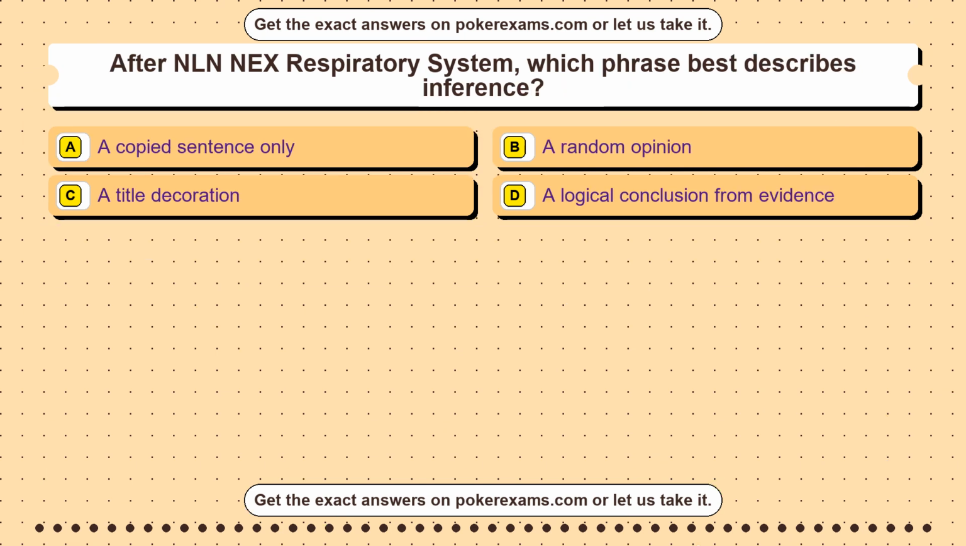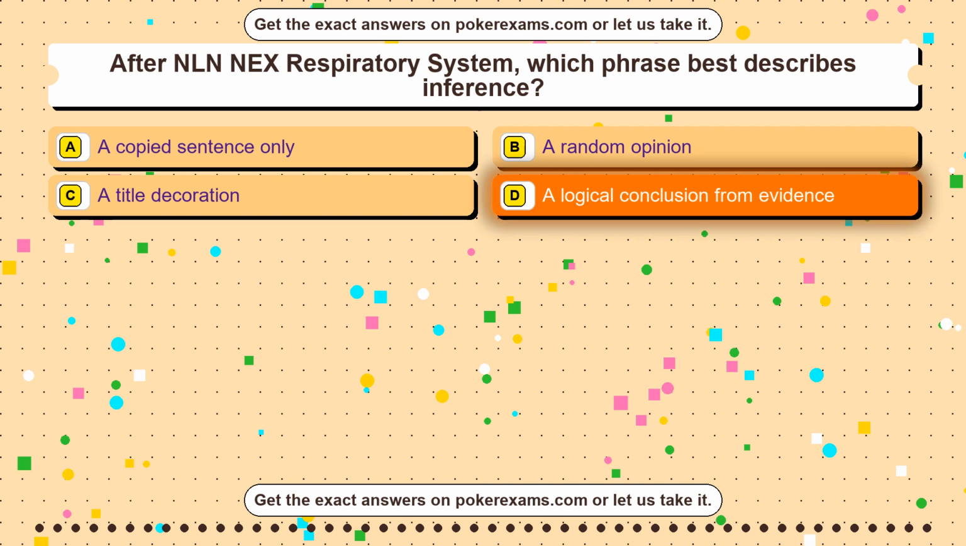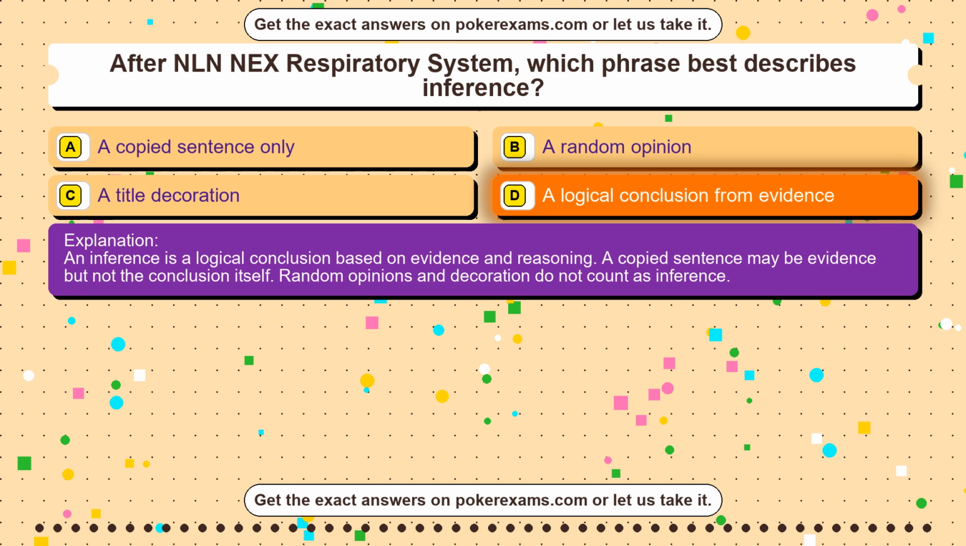Question 6. After GED reading comprehension practice, which graph is best for showing change over time? Option A, pie chart. Option B, map. Option C, Venn diagram. Option D, line graph. The correct answer is option D, line graph. A line graph is best for trends over time because it shows continuous change. A pie chart shows parts of a whole, a map shows location, and a Venn diagram compares sets. Time trend is the key clue.